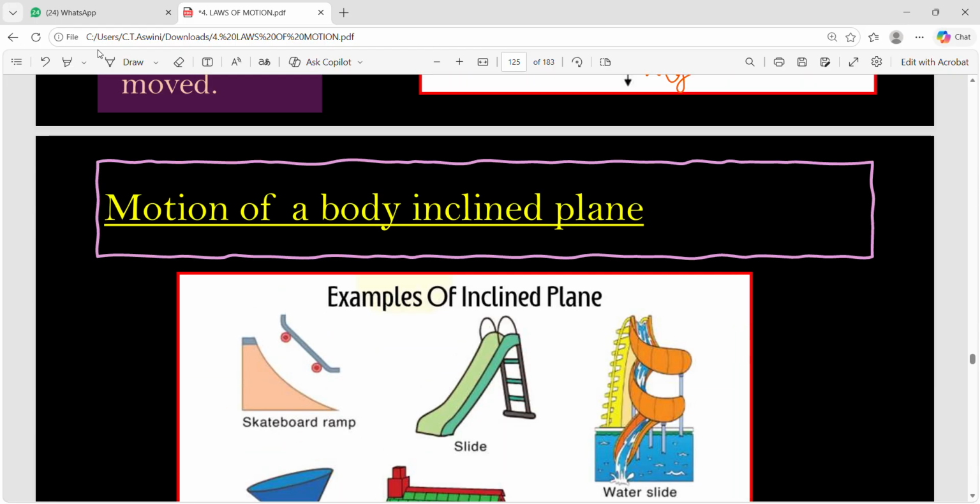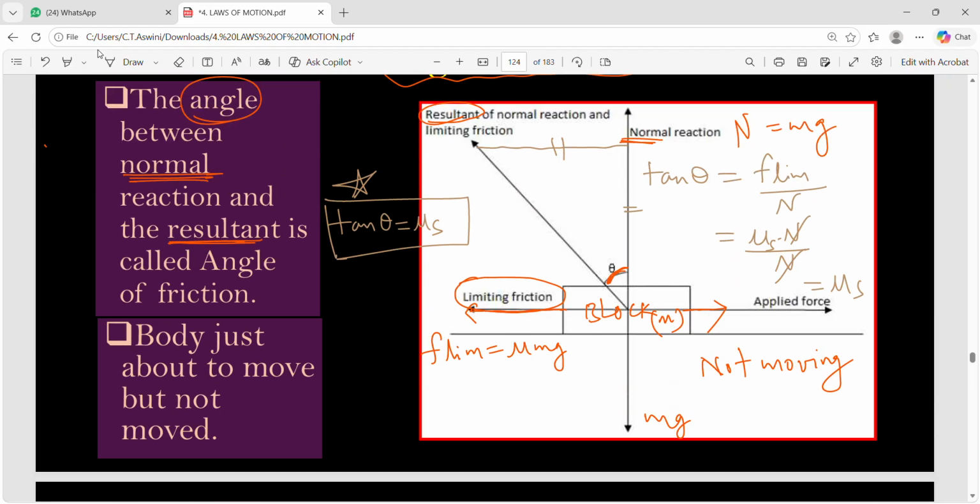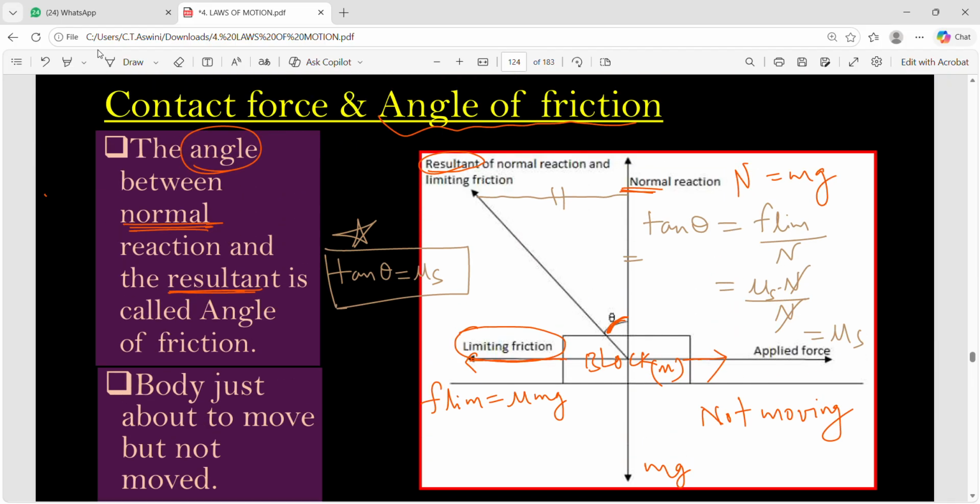I hope you have understood today's class. In the next class, we'll discuss motion of a body on an inclined plane. We'll discuss the concepts related to inclined plane, smooth inclined plane, rough inclined plane, and how to deal with problems and all. So that we will discuss in the next class.